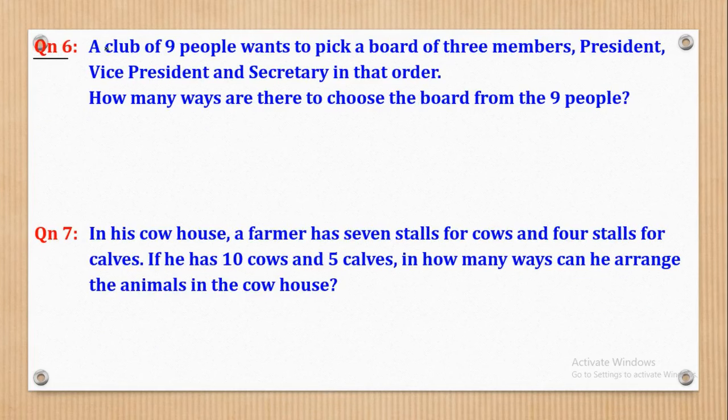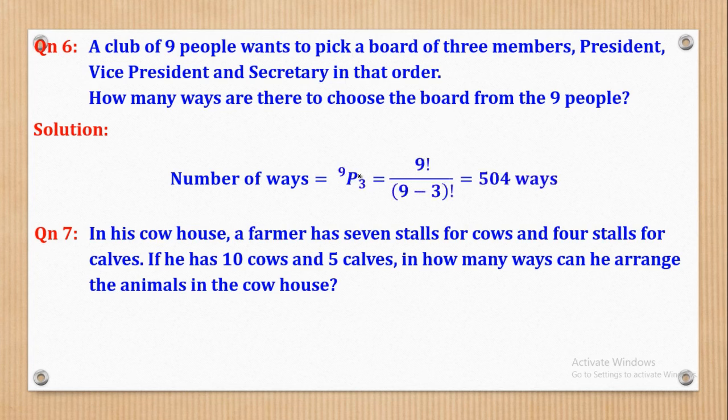So question 6 says, a club of 9 people wants to pick a board of 3 members, president, vice president, and secretary in that order. In how many ways are there to choose the board from 9 people? So out of 9, you need 3. Therefore, the number of ways will be 9 permutation 3, which gives you this.